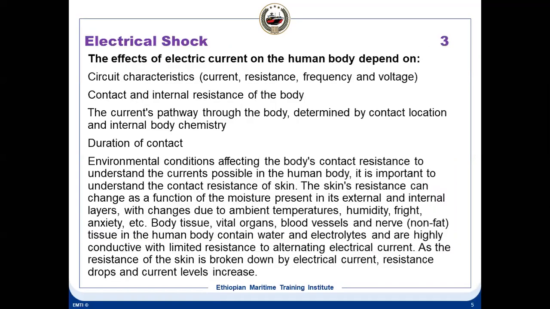Now coming to the electrical shock. Electrical shock means the effect of electrical current on the human body. Now for this electrical shock, the circuit characteristics are current, resistance, frequency, and voltage.